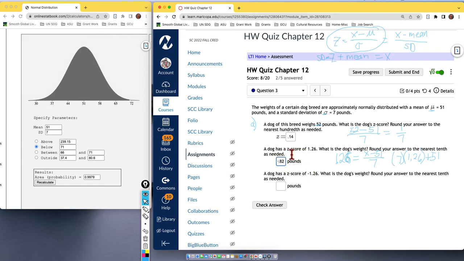And you can see that if your z-score was negative, like it is in the next one, we're going to end up with a weight below the mean, right? So for this one, of negative 1.26, we take the standard deviation of 7, multiply it by negative 1.26, which will give us a negative number, and then that'll get subtracted from the mean. And for that, I come up with 42.18.